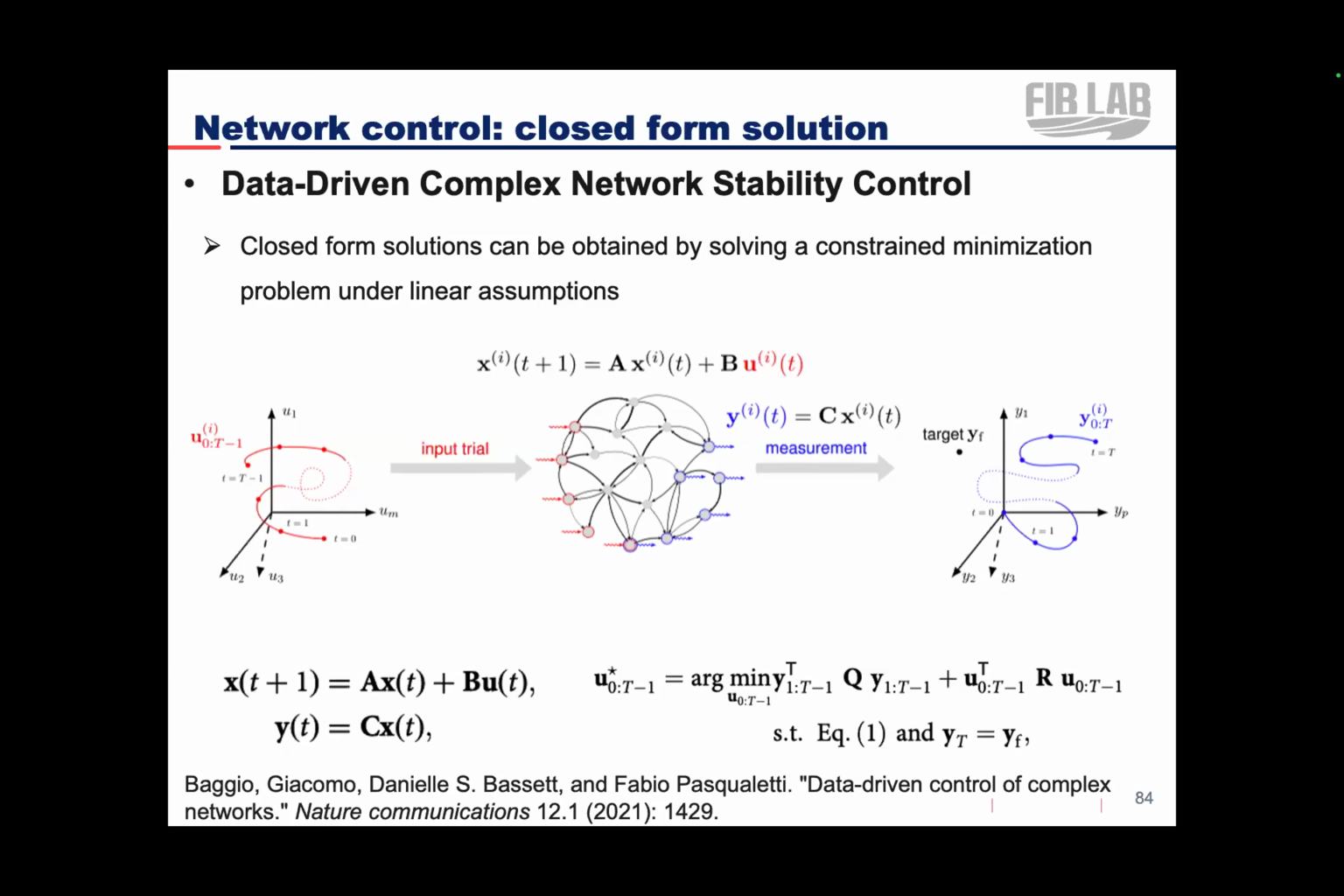But the limitation is that they rely on a linear assumption on the network dynamics, so they can derive some analytical solutions. However, these assumptions normally do not match real-world systems, so it can cause issues, especially in nonlinear problems, such as when we want to control real-world systems like the human brain or power grids.